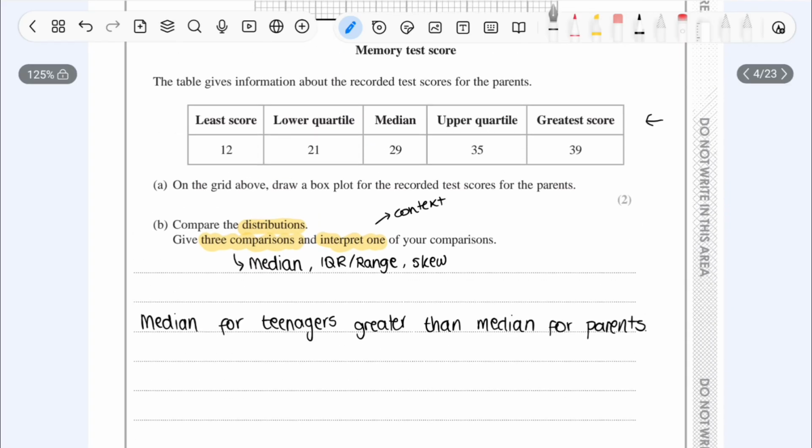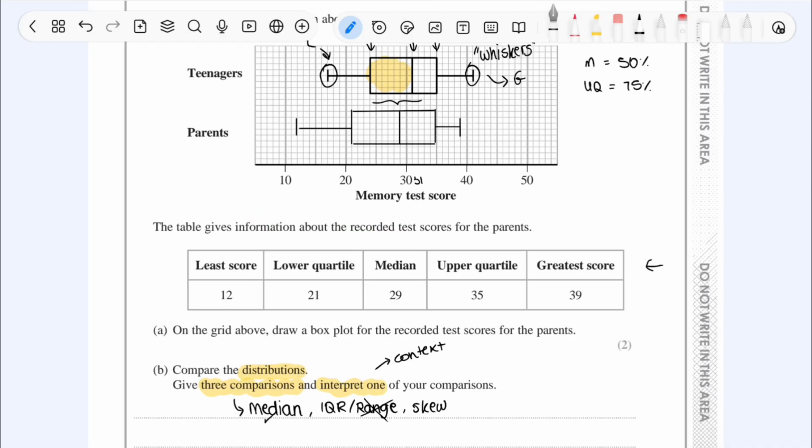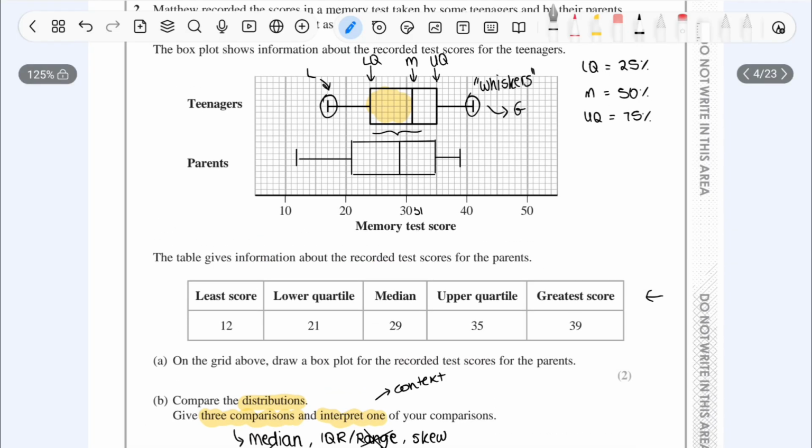The next one we're going to look at, now we've ticked off median, is IQR. And I'm not going to look at the range, I'm going to choose to do skew. Now we need to remember to interpret one of these, and I'm going to choose to do the IQR. You could well easily do the median. So the IQR is another piece of information that you might not know, so I'll give it here. The IQR is taken by getting the upper quartile and subtracting the lower quartile. So it basically finds the middle 50% of the data, everything within the box plot here.